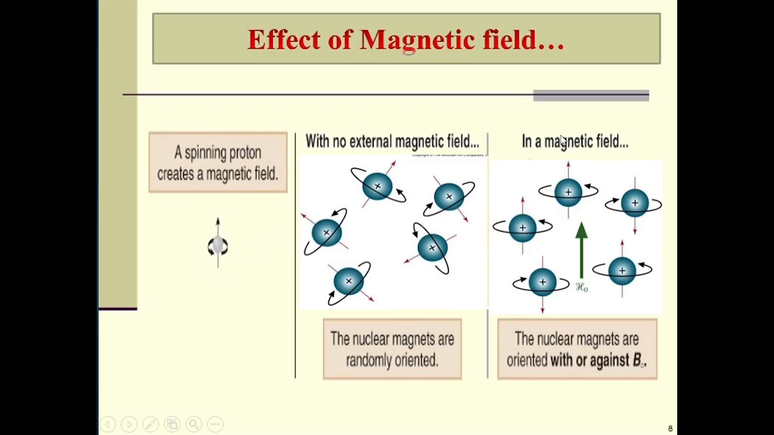But when we apply a magnetic field, these nuclear magnetic moments are either oriented with the applied field or oriented against B0. From the figure, these three magnetic moments are oriented with the applied field, but these two are oriented against the applied field.